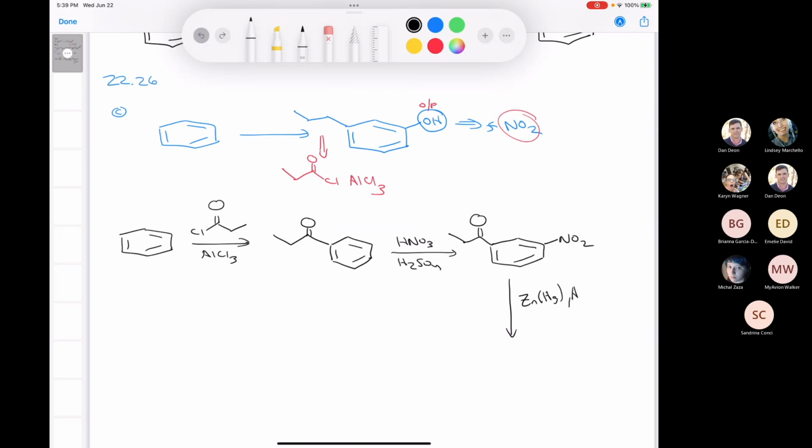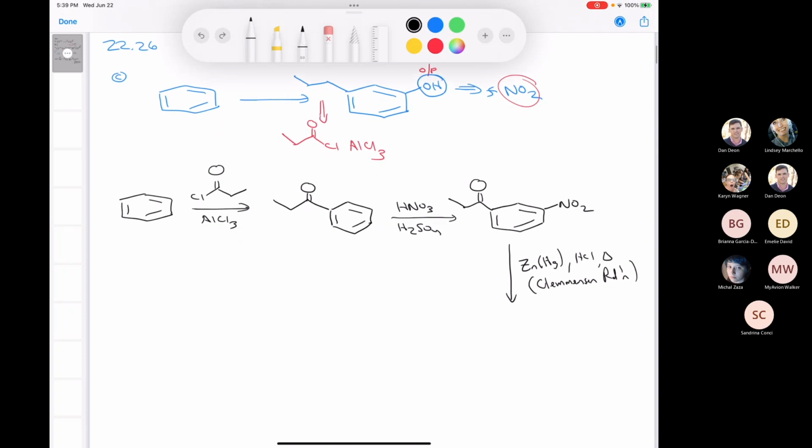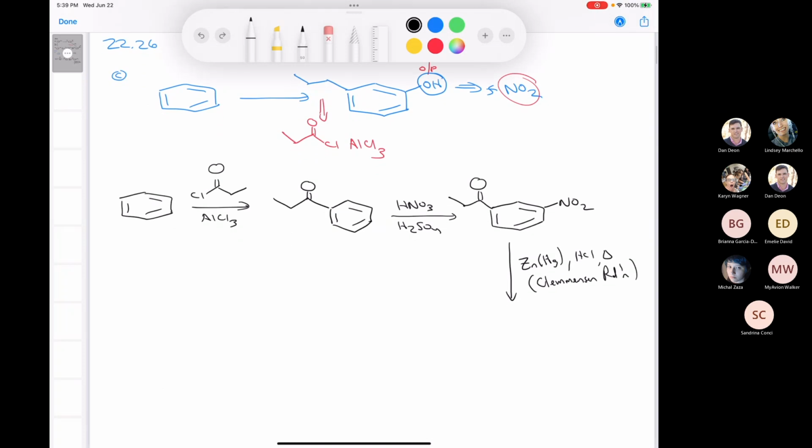So this, oops, my H is kind of ugly. There we go, HCl and heat. This is the Clemmensen reduction. If you do a Clemmensen reduction, which is going to remove the carbonyl, since you have it in HCl and zinc and you're heating it, it's going to reduce the nitro simultaneously. So you're going to reduce both of those, right?